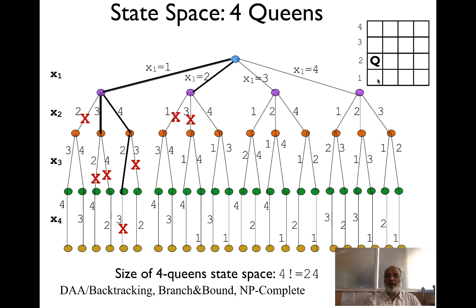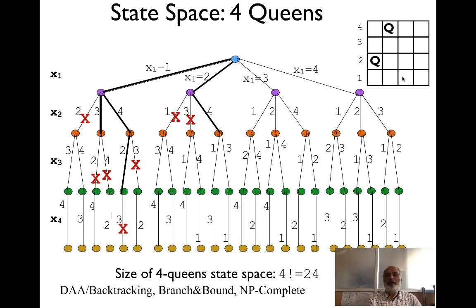The next possibility for x2 is value 4. So we take this value, we can place the queen there, which is fine. So we explore further. Now we have taken row 2 and row 4. This is for x1 is equal to 2, and this is for x2 is equal to 4. So let's look at x3.